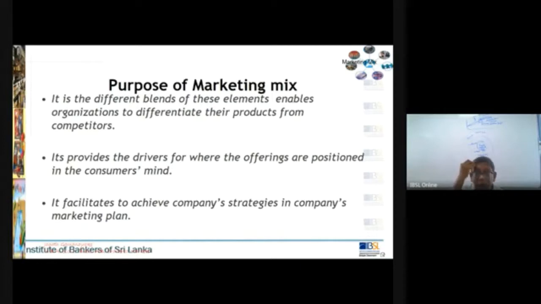That is the job of a marketing manager. How does a marketing manager do this? Using marketing mix elements, right? So it provides the position in the consumer's mind. It also facilitates achieving company strategies in the company's marketing plan, right? Now, we explained your marketing plan and your strategies. How are you going to achieve your strategies? I explained to you last week.